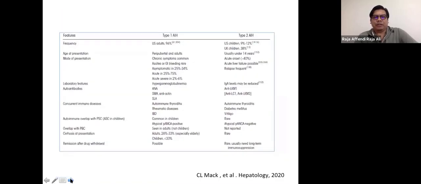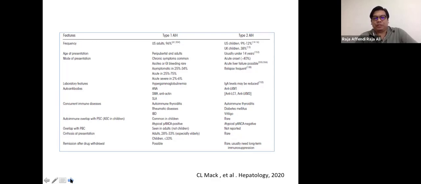Again, this is a representation of type 1 and type 2 AIH. You can see here that type 1 is mostly in adults, and type 2 in adolescents and children. Again, with the laboratory features of autoantibodies, as you can see, ANA and SMA are predominantly in type 1, as opposed to anti-LKM and anti-LC1 antibodies, predominantly in type 2.